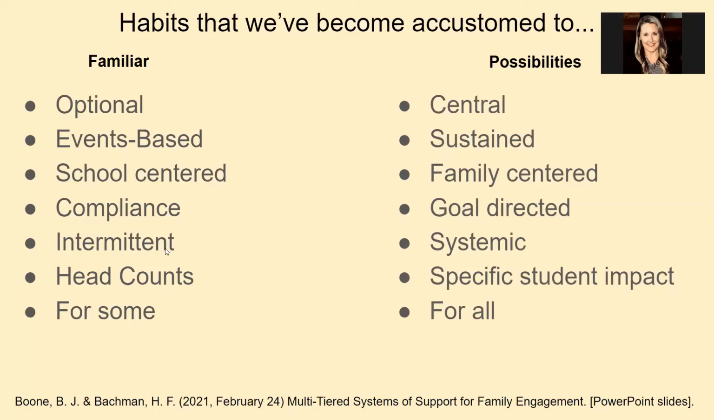Rather than it being intermittent, it's going to be systemic, ongoing, regular. Families can expect it to happen without it being a random calendar event. It's going to have a specific student impact. So again, rather than worrying about how many people come, you want to know how that engagement strategy affected a student, affected a family. Okay, it had a goal, and how did it work?